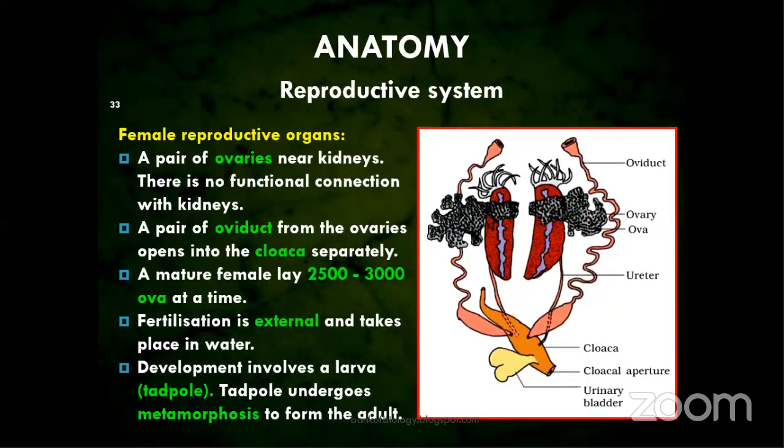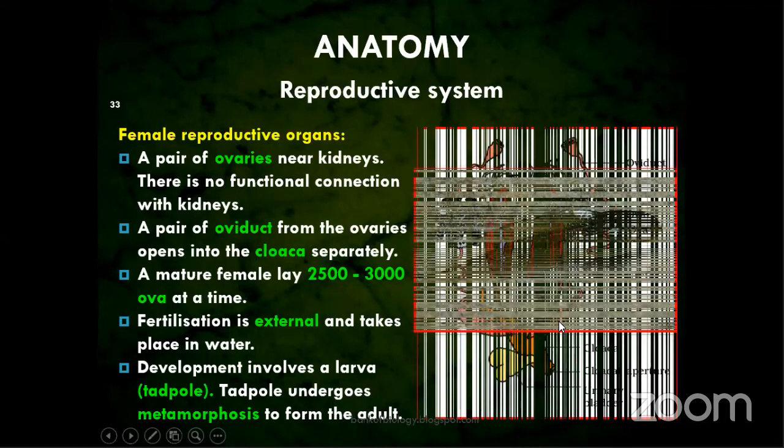Then females, the ovaries are near the kidneys. So there is no functional connection, whereas males have a connection through fat bodies. A pair of oviducts from the ovaries open into the cloaca separately. A mature female lays around 2,500 to 3,000 ova at a time. Then fertilization is external and takes place in water. Then development involves a larva. Tadpole undergoes metamorphosis to form an adult. Remember this. This is very important.